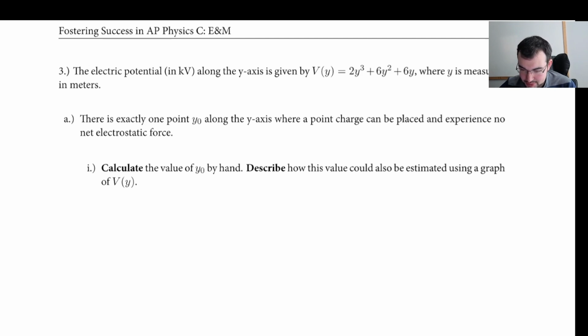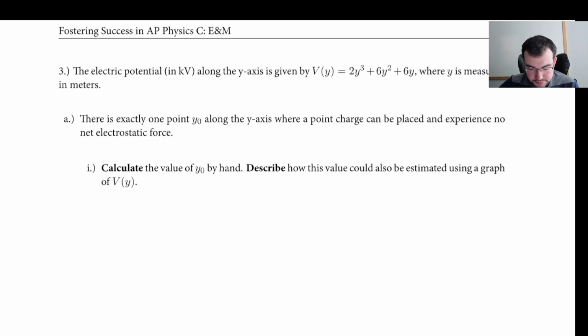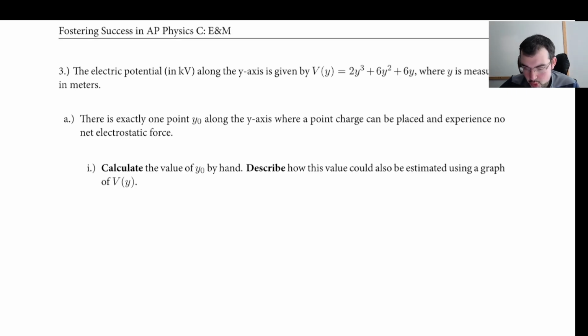Now we have a numeric example. So the electric potential in kilovolts, so this is thousands of volts, along the y-axis is given by this function, where y is measured in meters, so we got a cubic here. There's exactly 1 point along the x-axis where a charge can be placed and experience no net electrostatic force. So if it's experiencing no force, we know that there must be no field, because if there's no electric force, QE equals 0, so that means that the electric field has to be equal to 0.